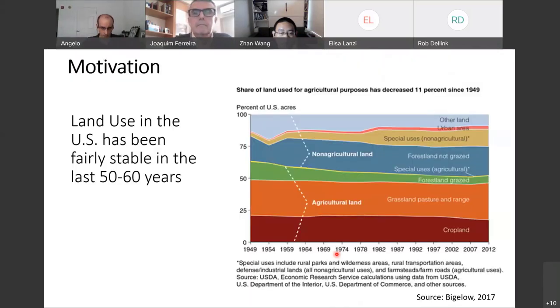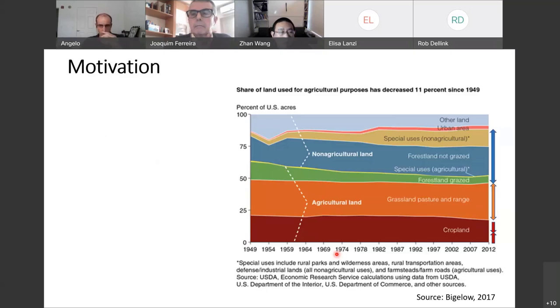So our motivation has to do with the land use change in the US over time. We have observed a relatively stable land use in the US in the last 40, 50, 60 years, but not completely stable. We have seen a small reduction in cropland area through time, a slight increase in grassland and pasture area, and a slight increase in total forest and natural lands in the US when we account for rural parks, national, federal, and state and municipal parks in the US and wilderness areas. So in general, we see some kind of switching from cropland to pasture and some land abandonment back to natural states, but to a relatively small extent.